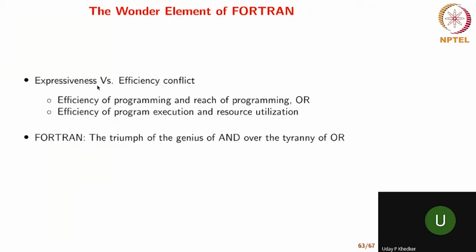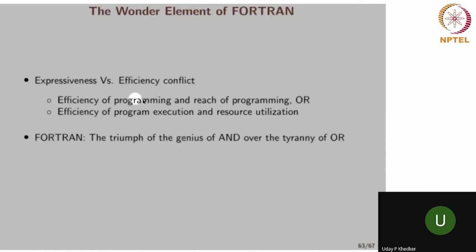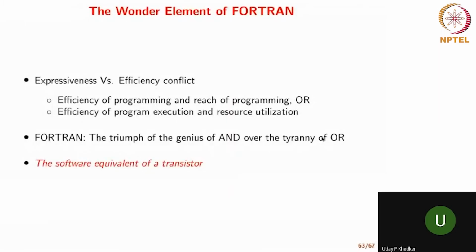So when we talk about expressiveness, we're talking about efficiency of programming and the reach of programming to people. And when we talk about efficiency of program execution, we're talking about efficiency of resource utilization. So Fortran was an example of the triumph of the genius of "and" over the tyranny of "or". Fortran managed to do it. Okay? So it was the software equivalent of a transistor.